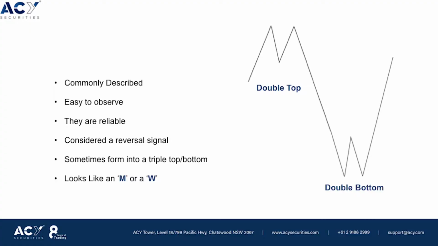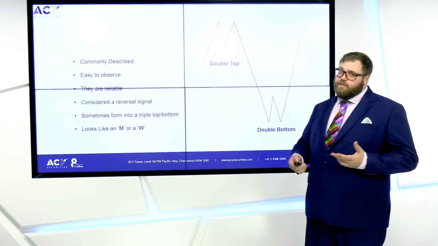So now that you've got a bit of an understanding about the auction process, we're going to move into having a look at some trading patterns that you can actually use today. Now, some of these include double tops and double bottoms. The reason I'm going to go through them is that they are commonly described, they're easy to observe, they're reliable, and you can consider them a reversal signal because that's in fact what they are.